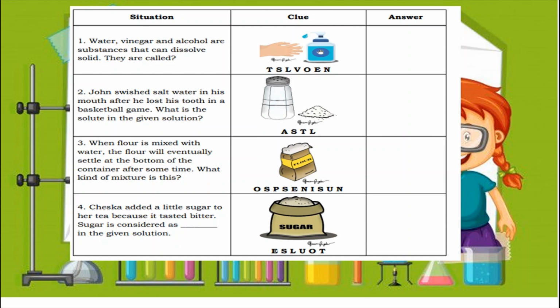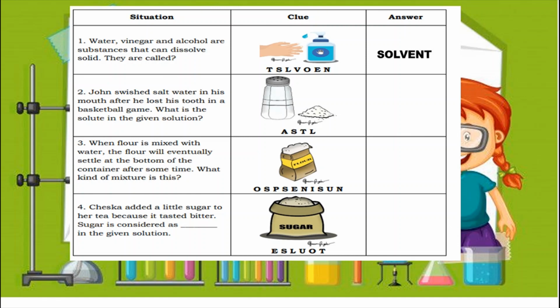Number 1. Water, vinegar, and alcohol are substances that can dissolve solids. They are called, what is it? Look at the clue. What do you call that? It can dissolve a solid. So, that is called solvent. Okay? What are the common examples of a solvent? The most common is water. But it can also be vinegar or alcohol. It can dissolve a solid.